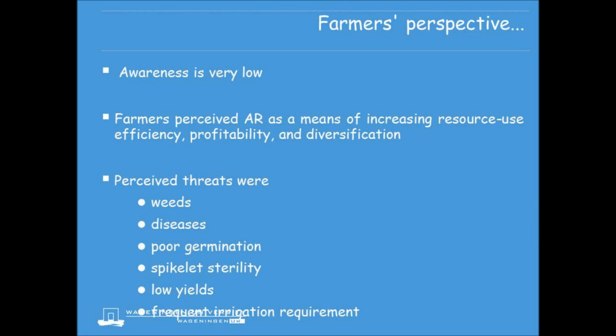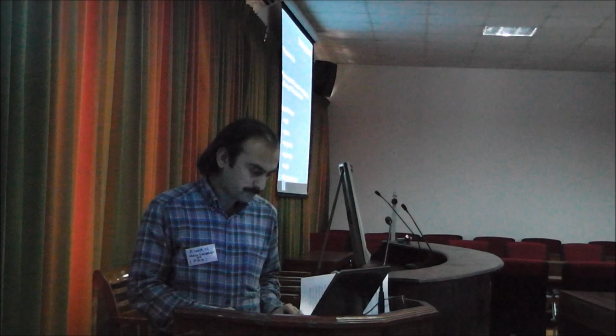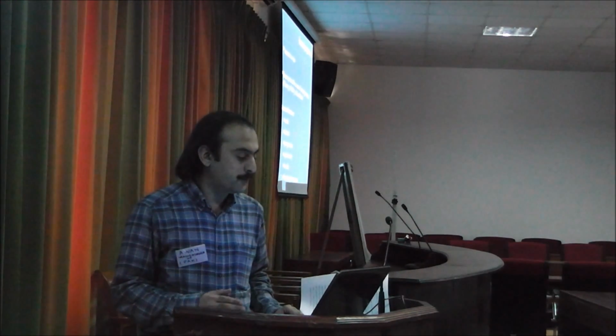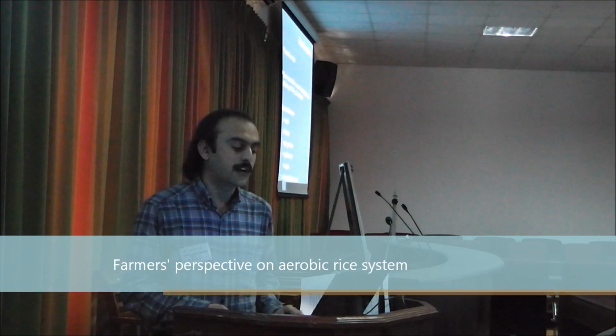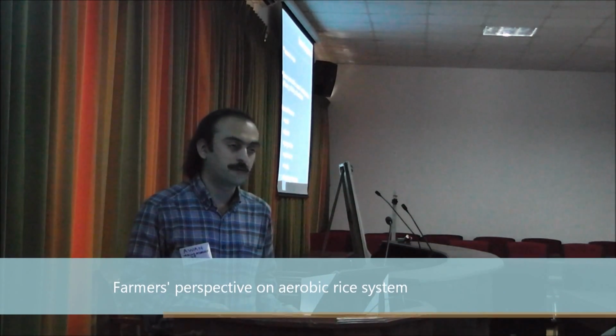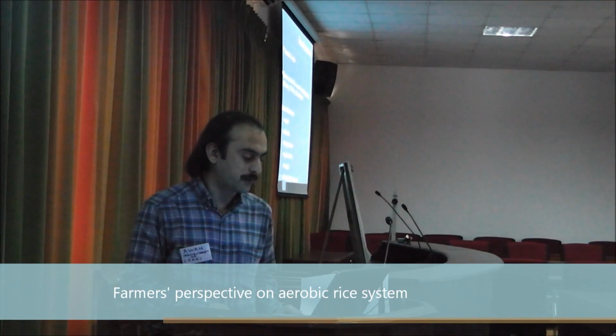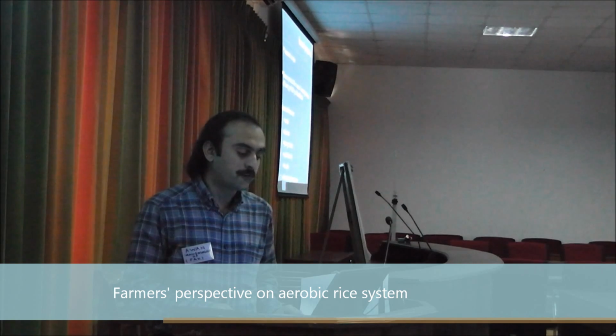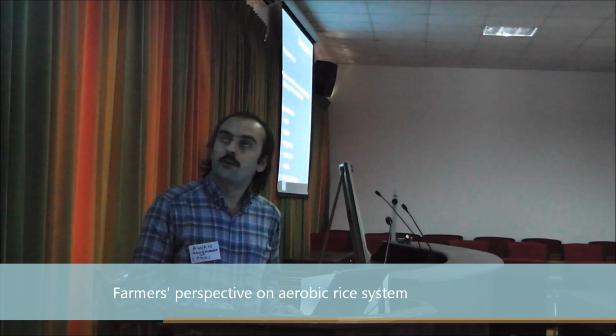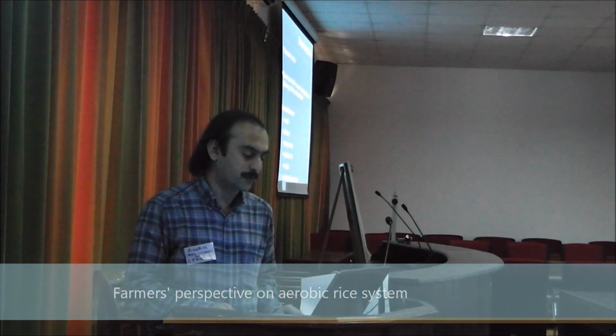And we found that the current awareness about the aerobic rice system is very low. More than 50% of farmers are still unaware of this aerobic rice technology. Regarding positive attributes, farmers perceived aerobic rice as a means of increasing resource use efficiency, particularly for labor requirement and water saving, net profitability, and an option for crop diversification in the mixed cropping zone.